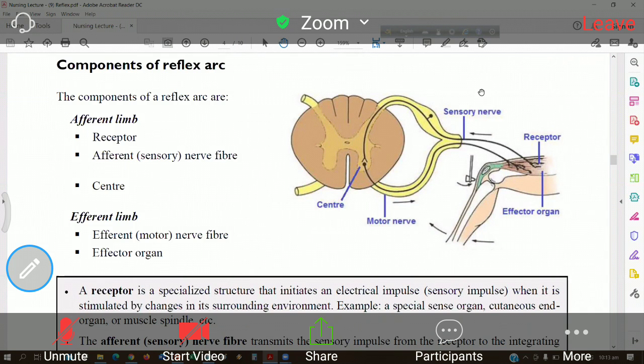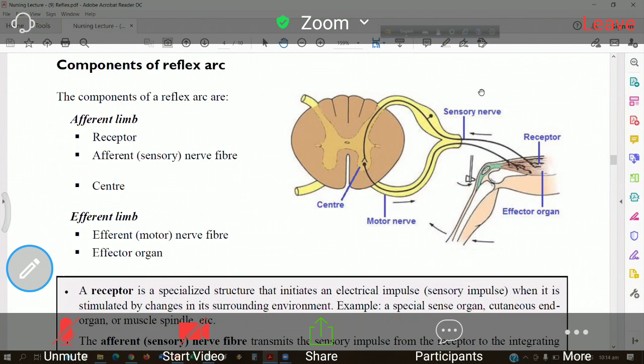Then the third component is the center. By the word center, we actually mean the central nervous system, where the sensory signal is read, translated, interpreted, and finally processed. The center consists of the brainstem and the spinal cord. There, in the brain or spinal cord, occurs generation of motor signals in response to the sensory signal.